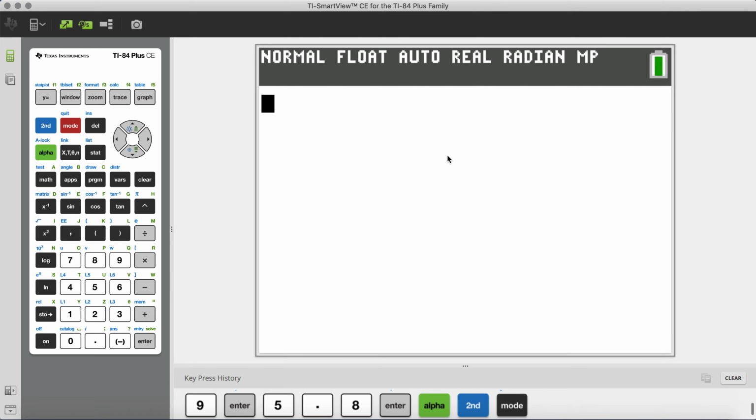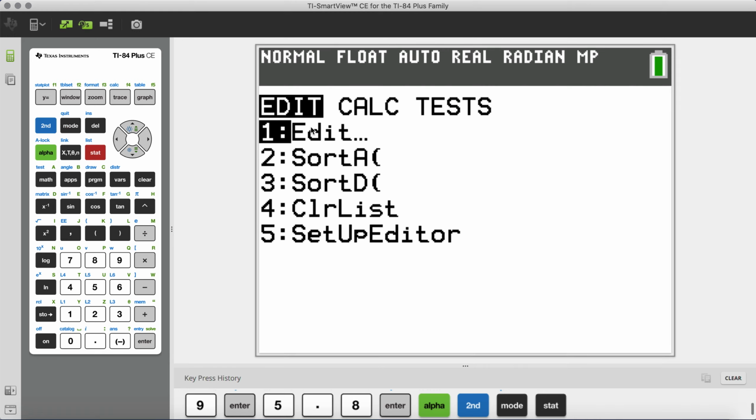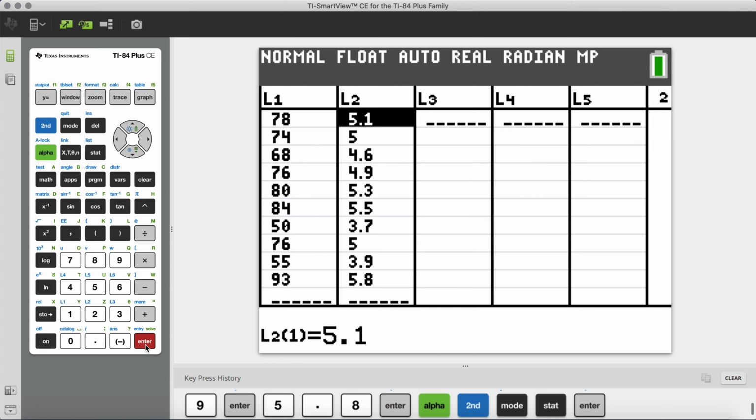Alright guys, this next video is going to be on number 9. So it says use linear regression in your calculator, find the equation for the best fitting line of the data below. So I already entered this data, but if you don't remember how to get there, click stat and then edit. That's how you enter in data.